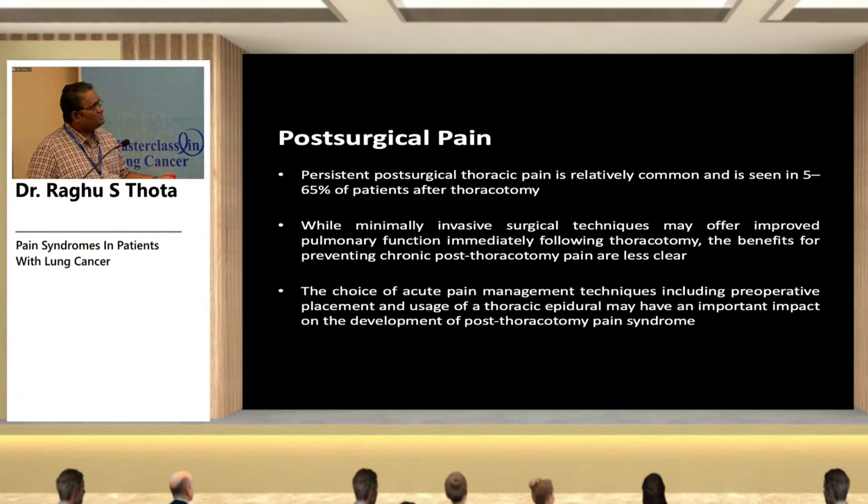Minimally invasive techniques have been offered to patients to improve rehabilitation, to decrease the post-surgical period, and to decrease the pain also. But they have found that there are not many benefits, even if you use minimally invasive surgeries like VATS, video-assisted thoracic surgery. So for acute pain management to prevent these post-surgical pains, you have to give preoperative placement and usage of a thoracic epidural. This is the gold standard in this group of patients, and you will see a drastic reduction in post-surgical pain.